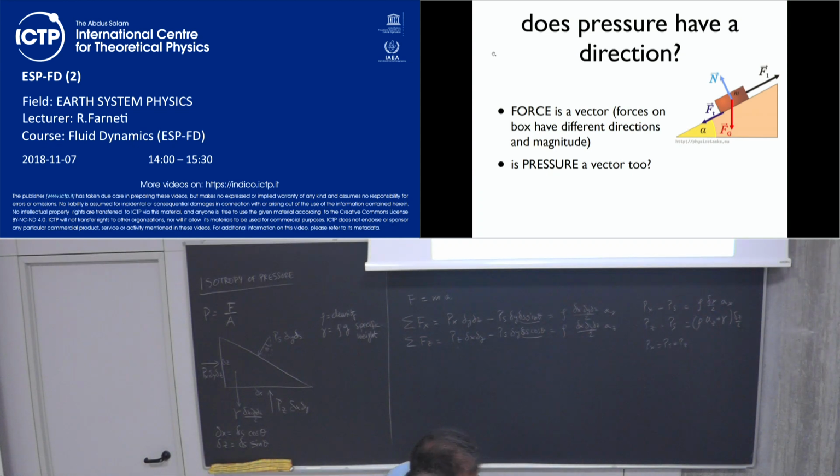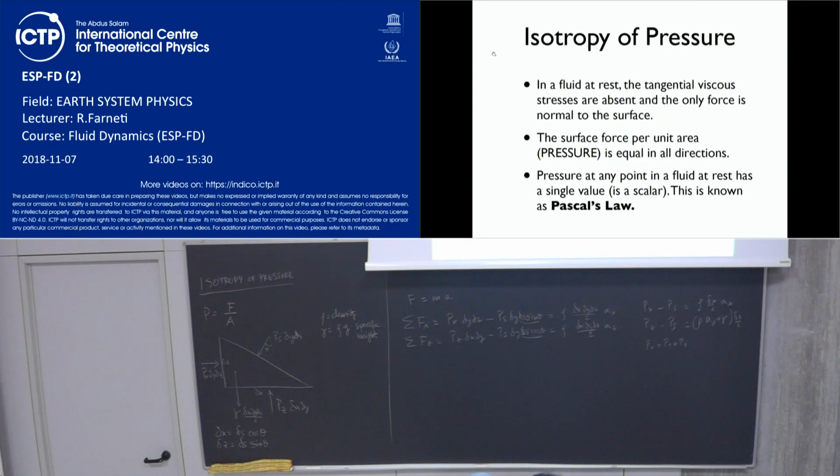Now this is pretty obvious. Okay? And so this is what is called the isotropy of pressure. So in a fluid at rest, so no shear stresses, the tangential viscous stresses are absent, okay, they're 0, and so the only force is normal to the surface, which is the pressure. And the surface force per unit area, which is the pressure, is equal in all directions, just by definition.